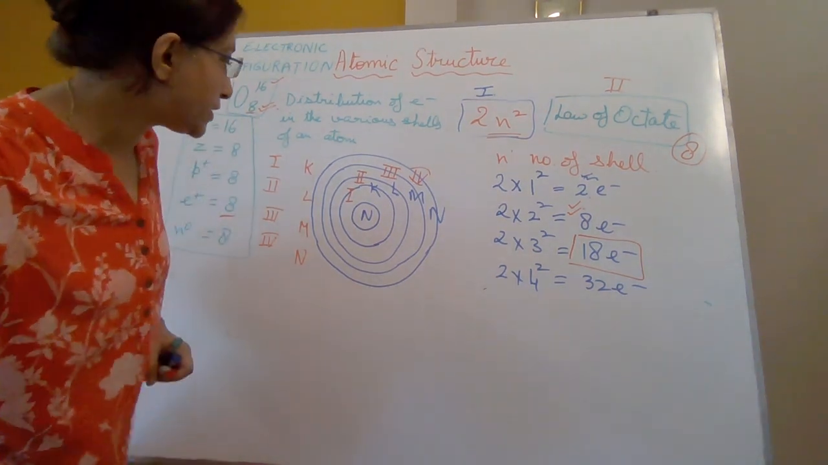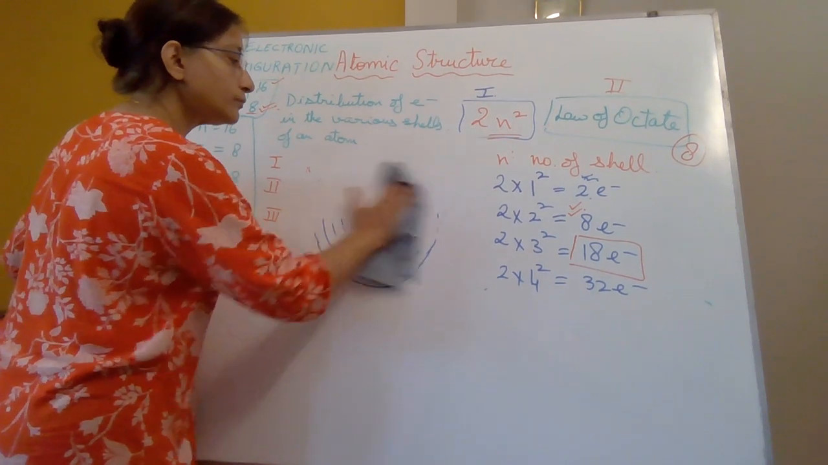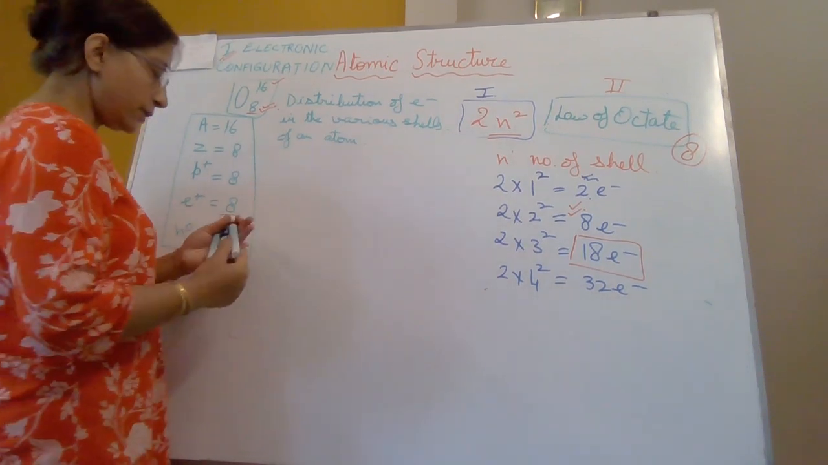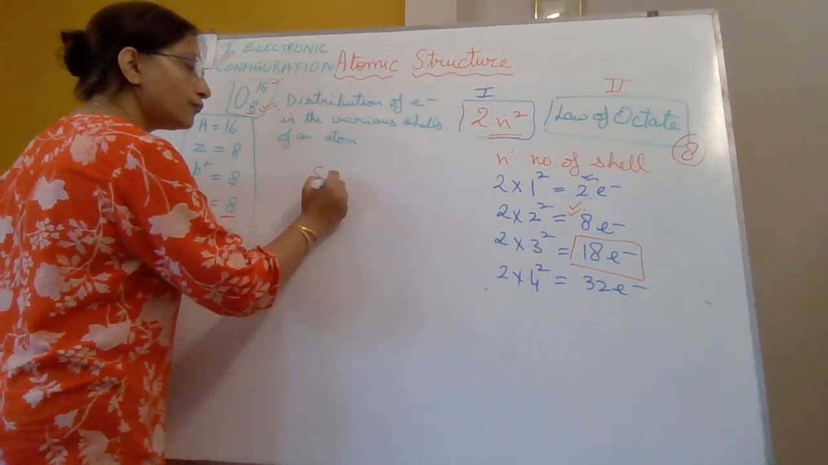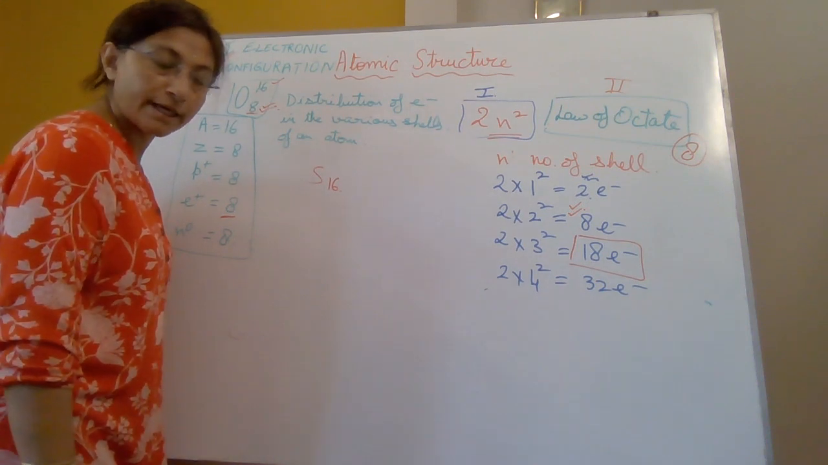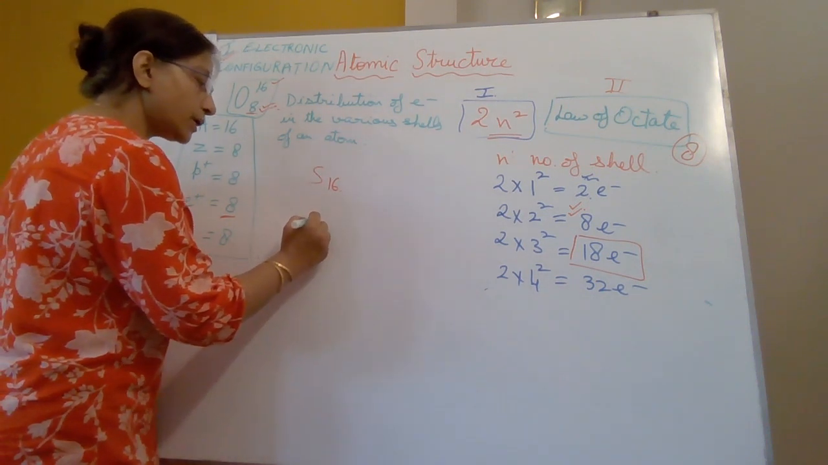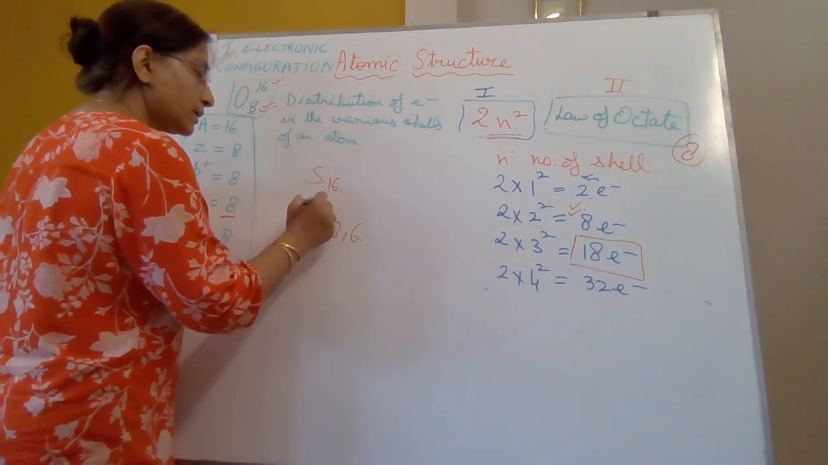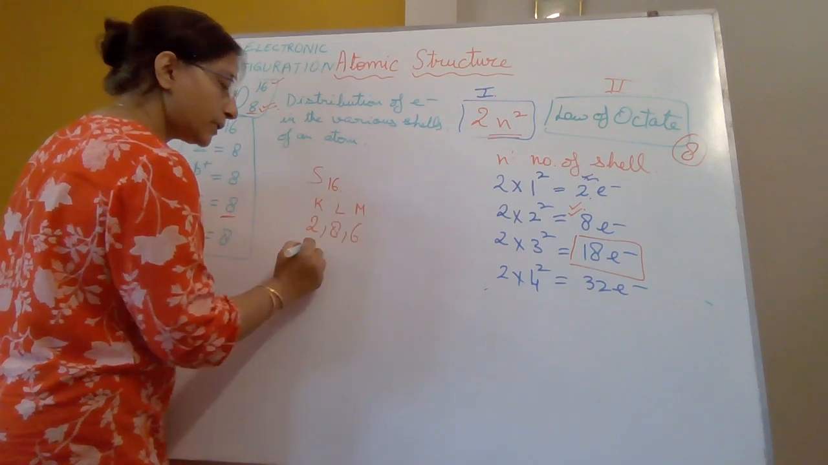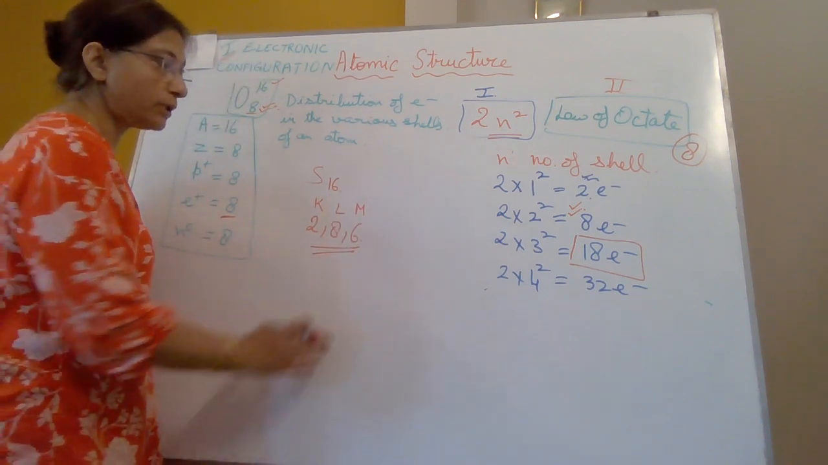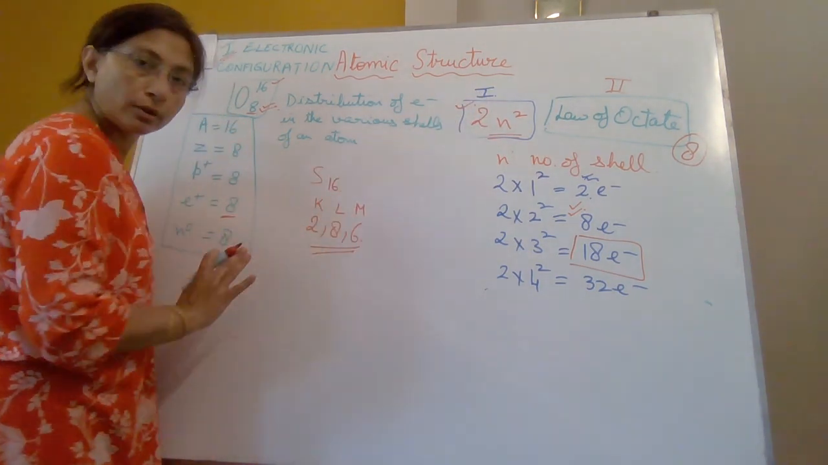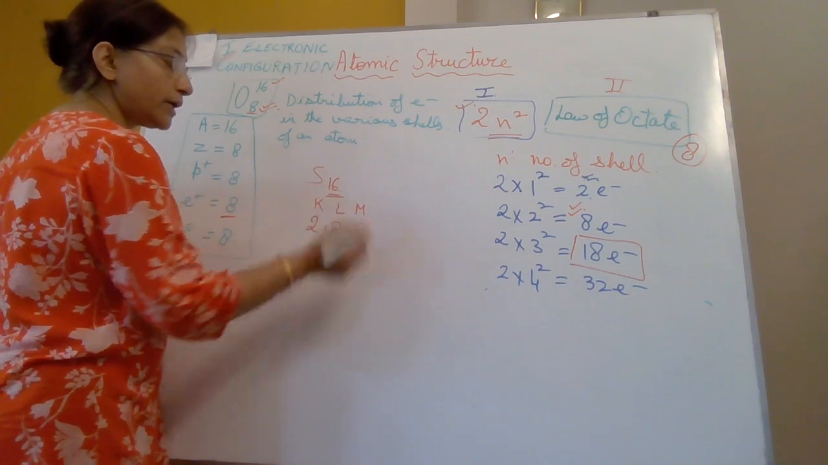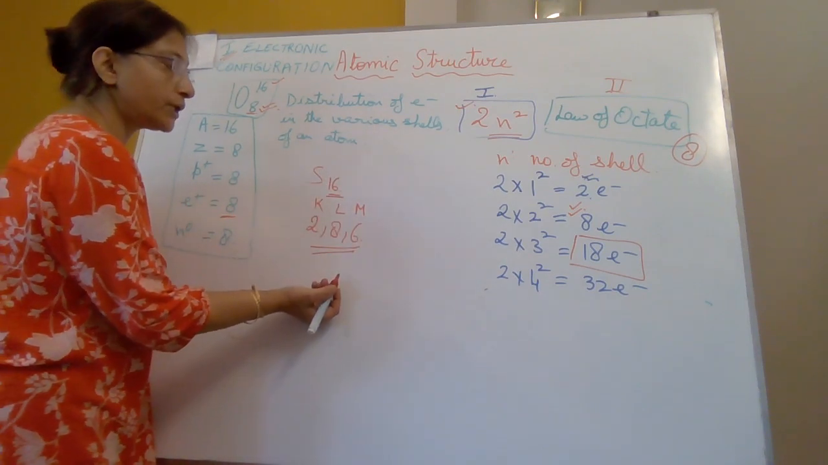Let us have the configuration of sulfur. Here is the sulfur with 16 as its atomic number. So configuration becomes 2, 8, 6. That is K, L, M. Here there is not a problem. 2n square is well followed. Obviously जब आपके 16 ही electrons हैं तो 16 will be accommodated.